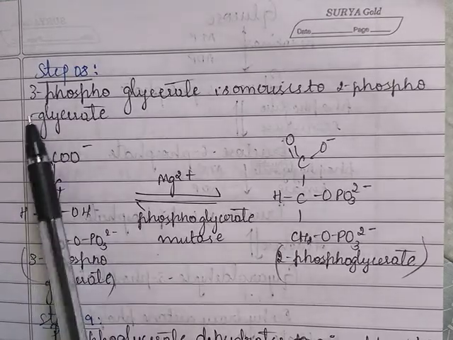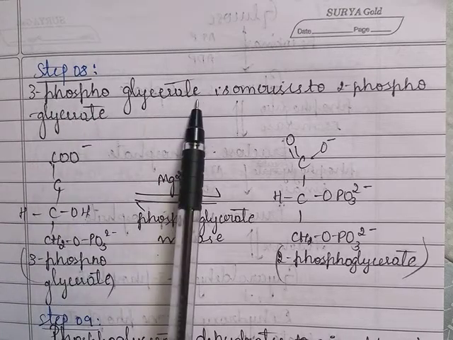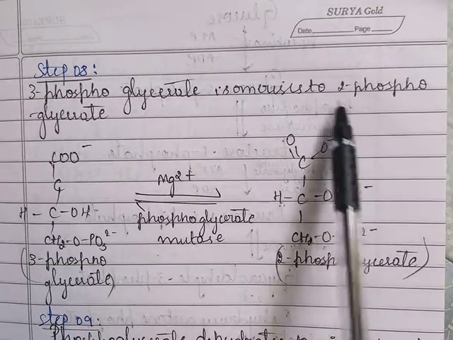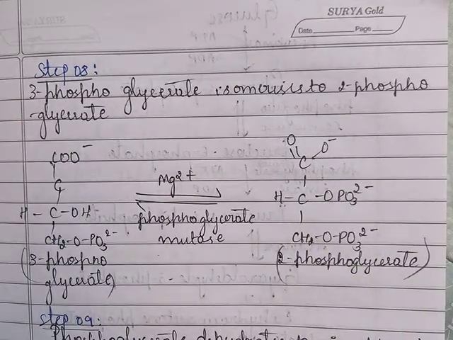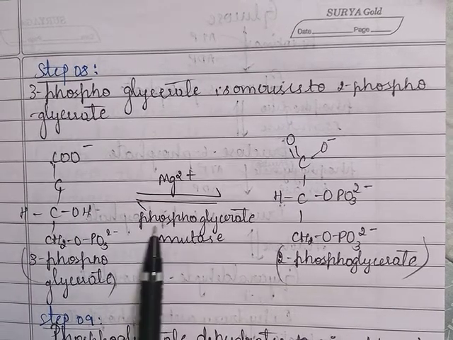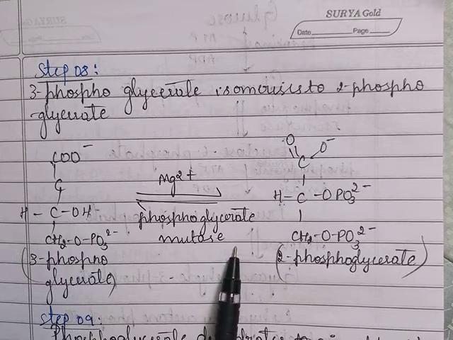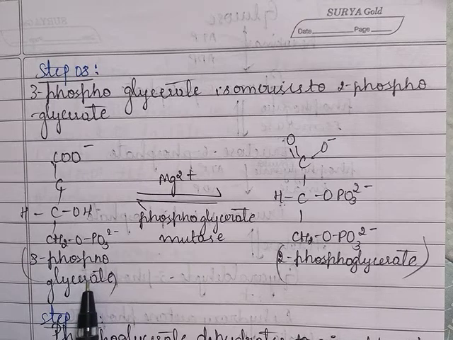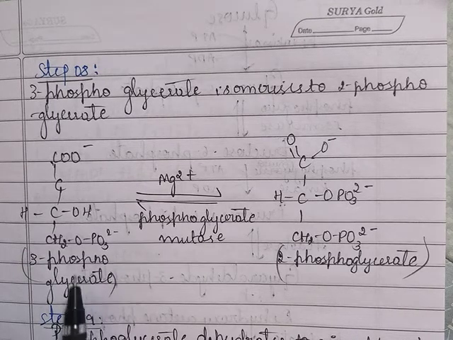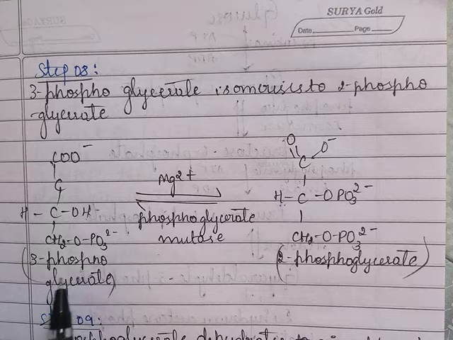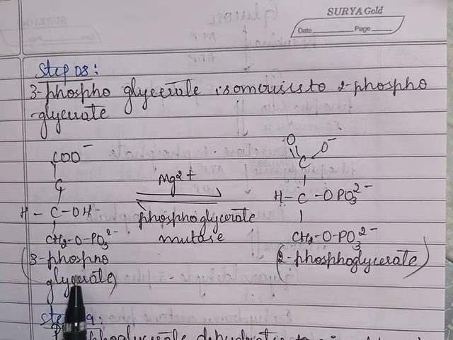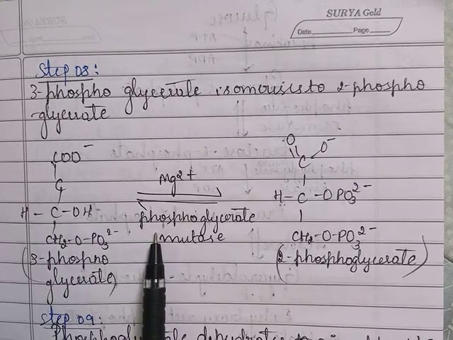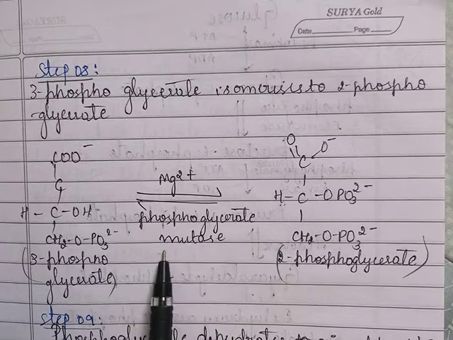So next let us move on to step number 8. In step number 8, the 3-phosphoglycerate isomerizes into 2-phosphoglycerate in the presence of an enzyme called phosphoglycerate mutase. So the monophosphoglycerate, that is 3-phosphoglycerate, which is formed in step number 7, isomerizes into 2-phosphoglycerate in the presence of the enzyme phosphoglycerate mutase.